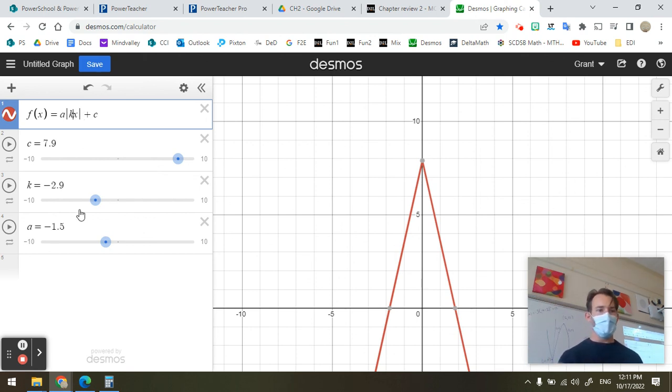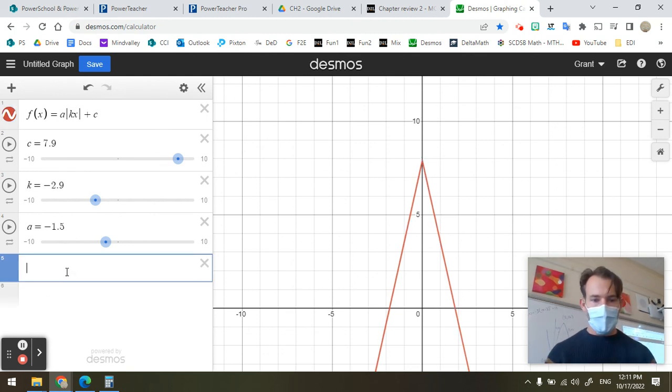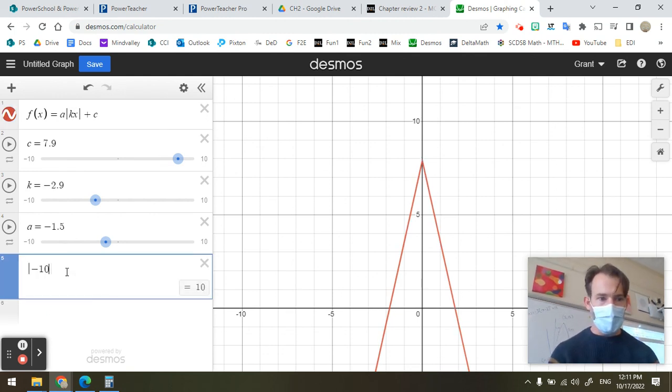Let me show you here. The absolute value of negative 10 equals 10. What if it's 10? Still 10. So no matter what, even if it's negative 1,000, just go straight to 1,000. It strips the sign. That's all it does. It's saying, tell me the magnitude of that number, the absolute value of that number.